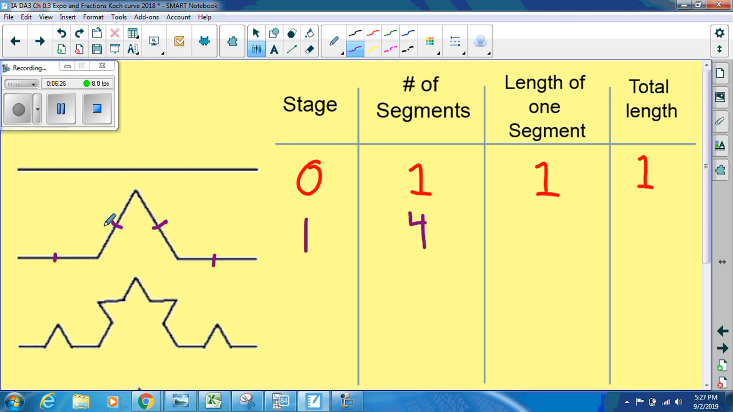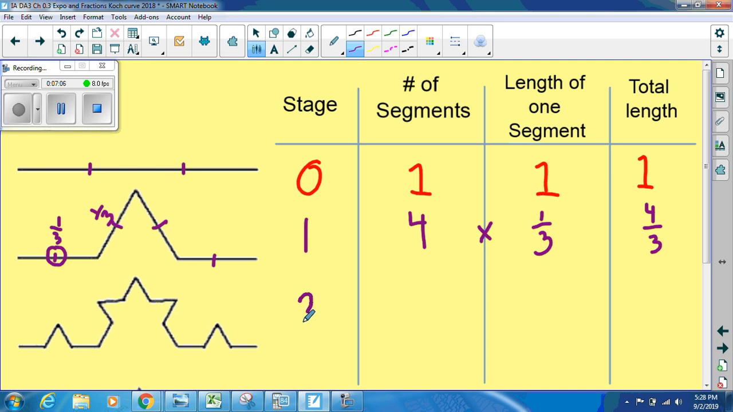The length of each segment now, if we think about this, we really would split this into thirds, right? So this first segment right here is 1/3. And these are all going to be equal in length. So each of these segments is 1/3. So now the length of one segment is 1/3. That's 1/3 of this first stage. What's my total length? Well, there are 4 segments. Each is 1/3. So 4 times 1/3. It's going to be 4/3, right? If I multiply my numerators and multiply by denominators, I have 4/3.